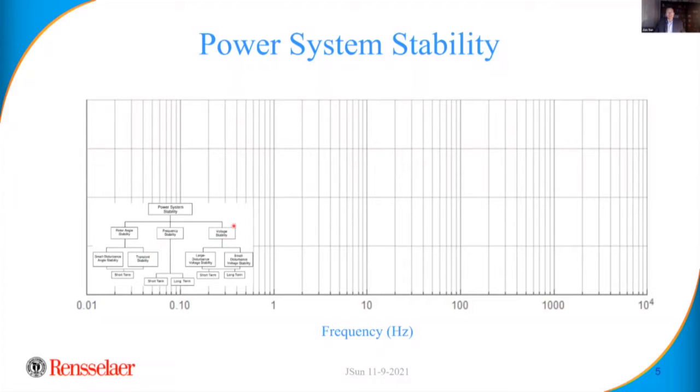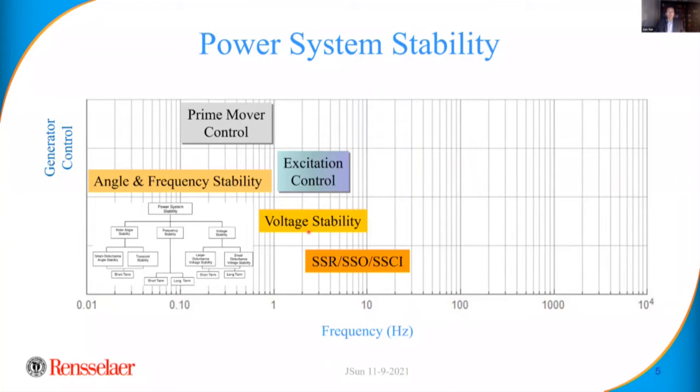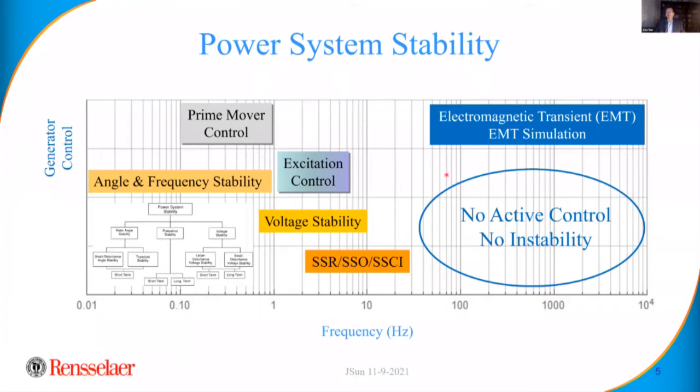If you measure these stability phenomena by time constant or frequency range, they all congregate at the lower left end. And that's because control of generators is slow. So these are the typical control functions, maybe up to a few hertz for voltage control. Subsynchronous resonance, subsynchronous oscillation is another particular issue. But above a few hertz, 10 hertz, we really don't have control in the traditional power grid. And because we don't have control in this frequency range, we don't worry about stability.